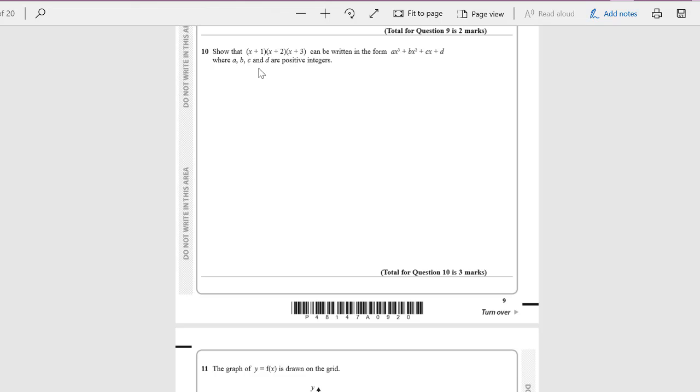Question 10, it says show that this expression can be written in the form as follows, where A, B, C, and D are positive integers. Okay, so essentially you just want to expand the brackets. So let's start off with x plus 2, x plus 3. So I'm going to use my arrows for this one. So we get x squared plus 2x plus 3x plus 6.